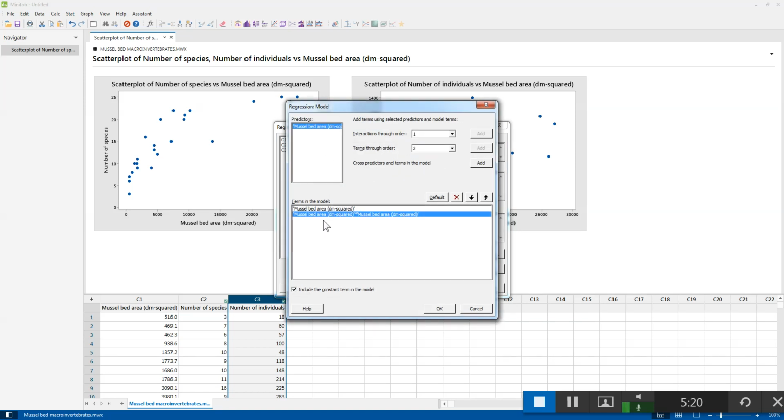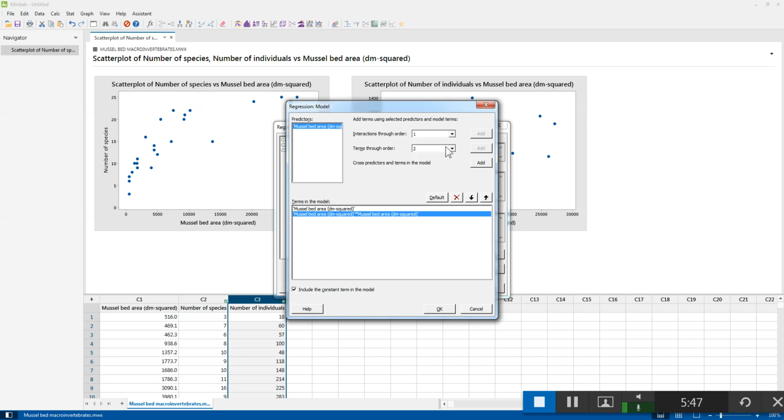So there we can see, look, muscle bed area times muscle bed area. In other words, muscle bed area squared. X, there's my x going into my y equals a plus bx. There's x there, and here's x squared. So I've got y equals a plus bx plus b2x squared, if you like. So I've got to put that quadratic term in there.